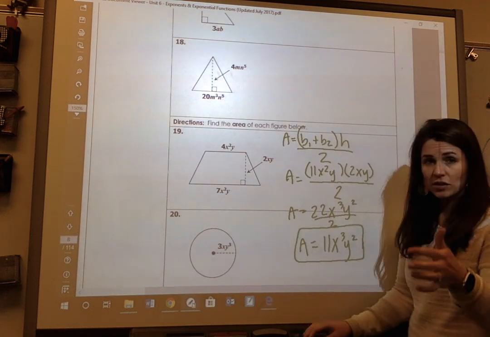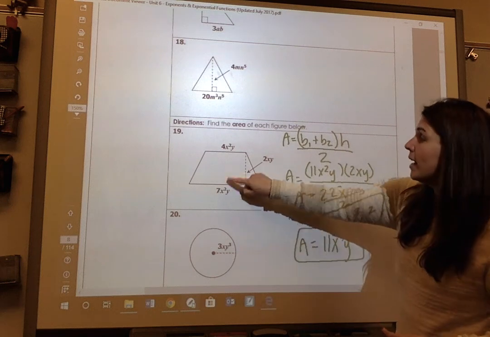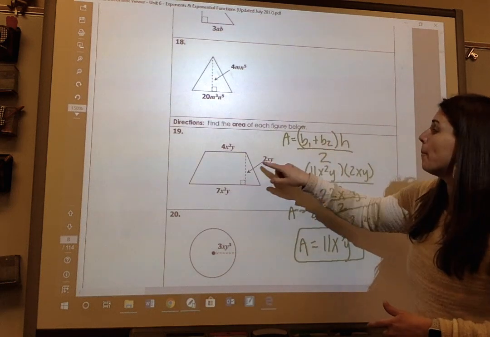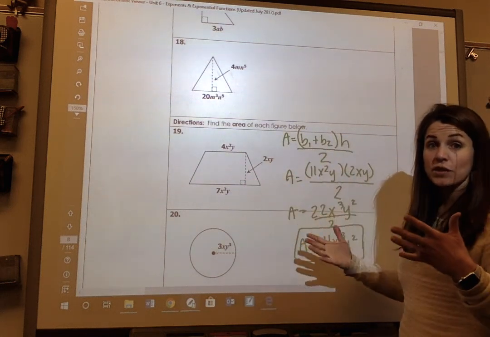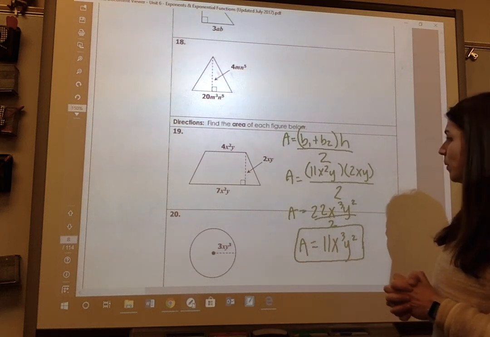So pause that and slow down, but remember the trapezoid. Add up your bases, multiply by your height, and divide by 2. Okay? That's what we get there.